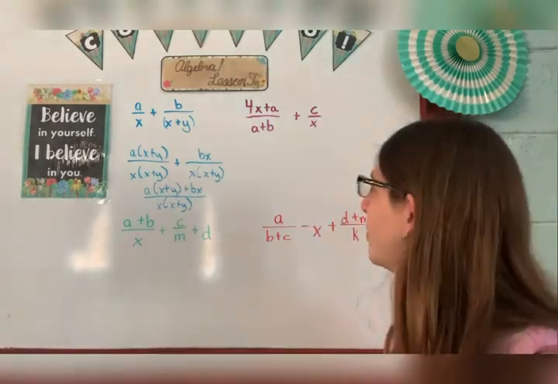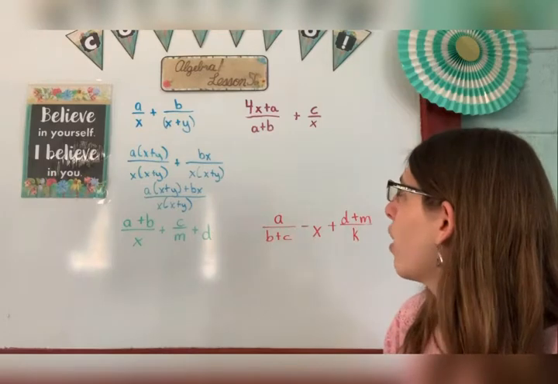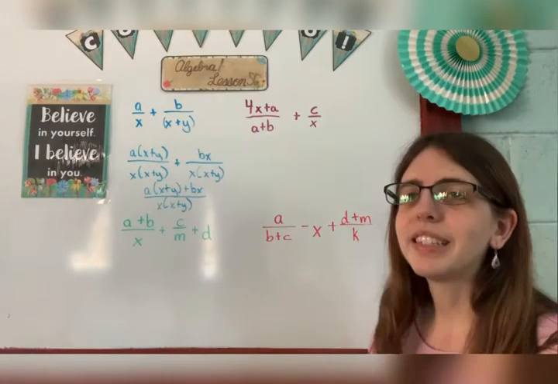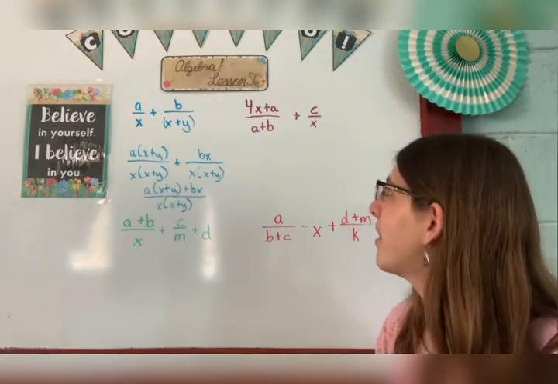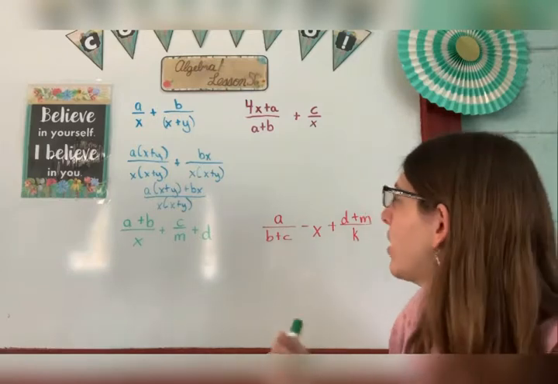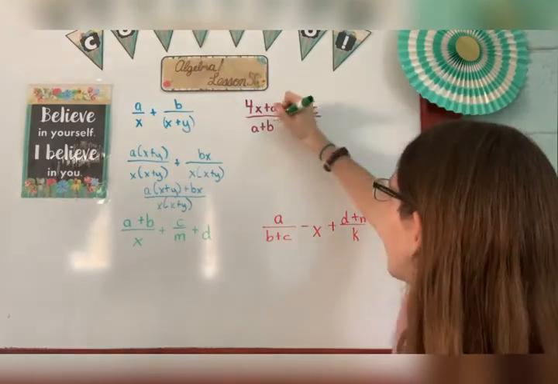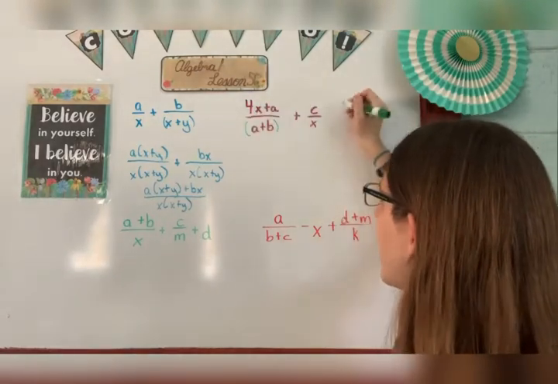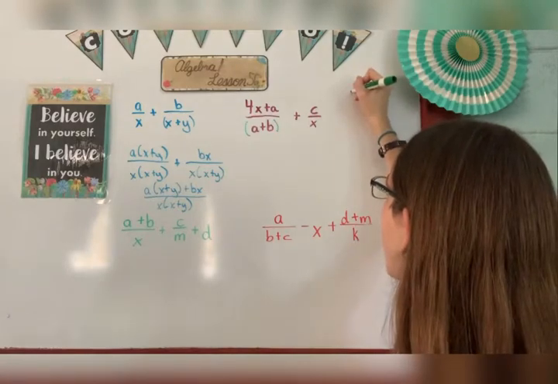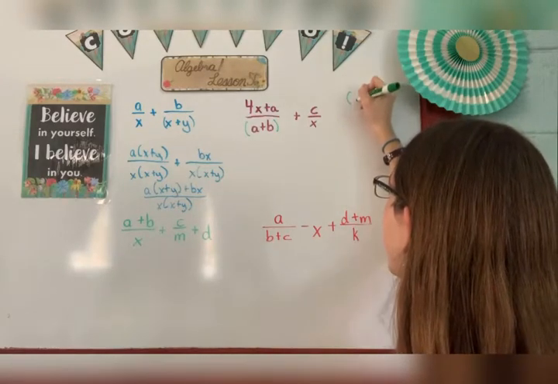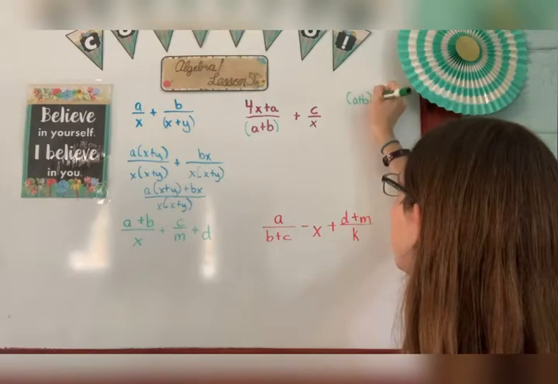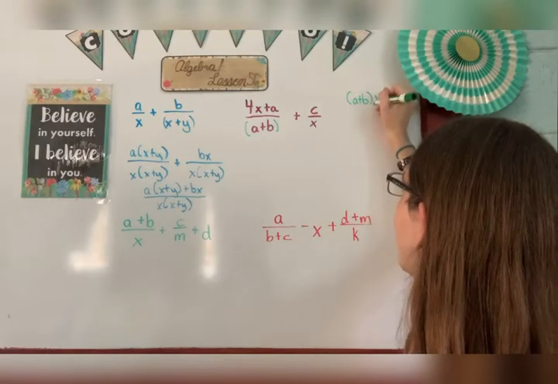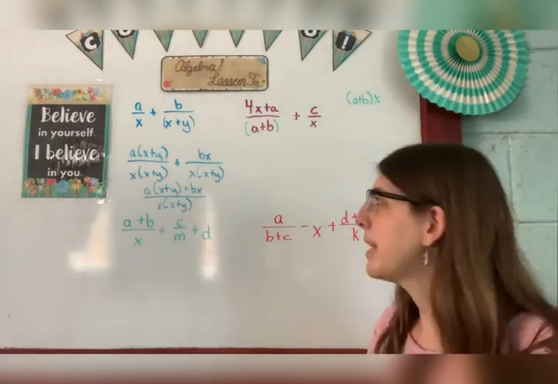Okay, so this one is 4x plus a over a plus b, plus cx. So what would be the least common denominator? Well, this term is a plus b. So for this denominator, it should be a plus b, then this one is x. So there you go, a plus b times x.